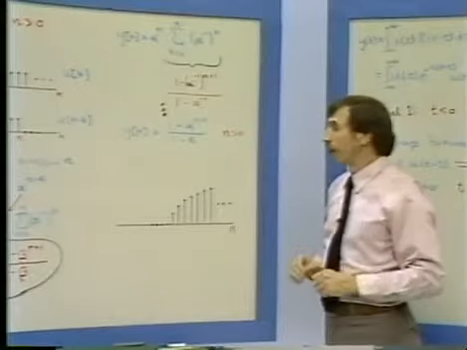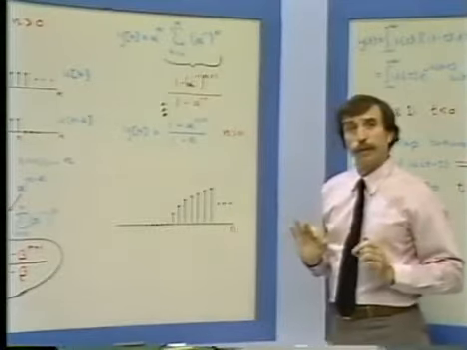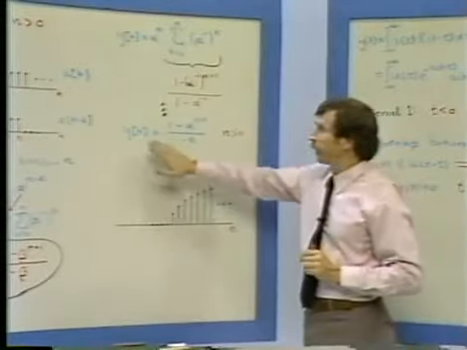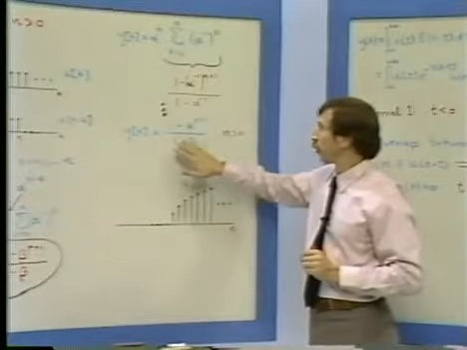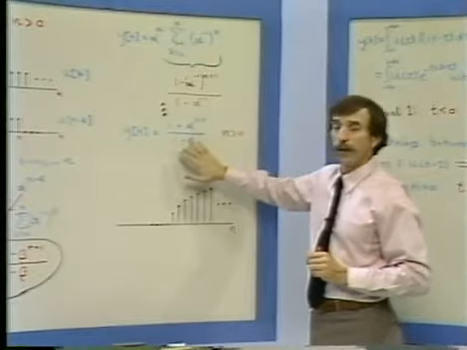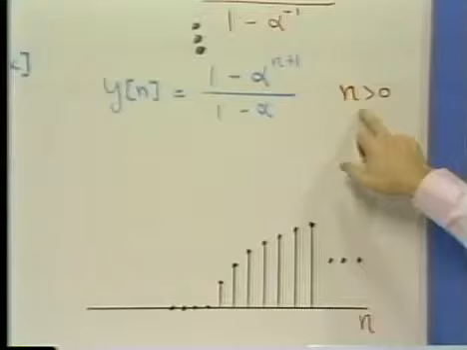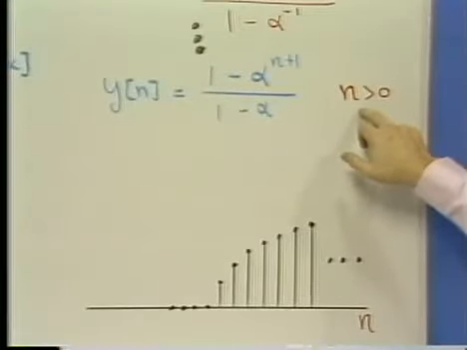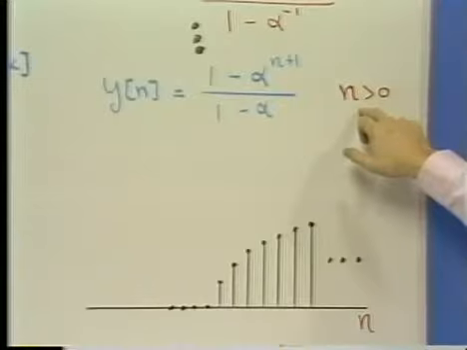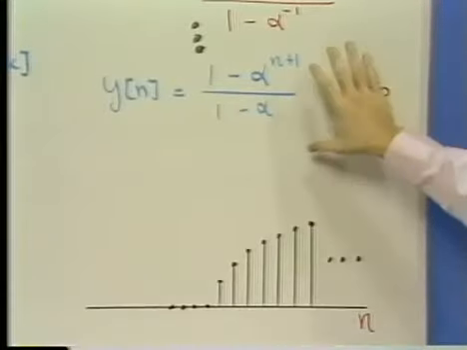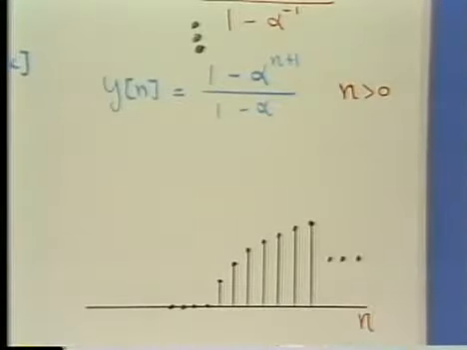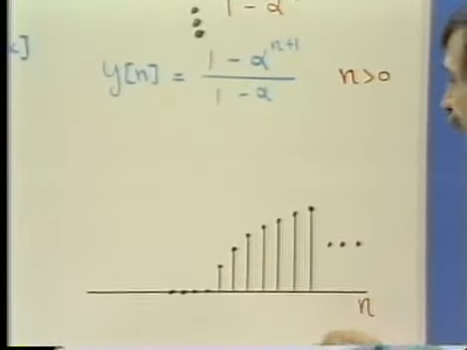Okay, well, so the expression we have now for y of n is y of n equal to 1 minus alpha to the n plus 1 divided by 1 minus alpha. That's for n greater than 0. We had found out previously that it was 0 for n less than 0. And finally, if we were to plot this, what we would get is the graph that I indicate here.